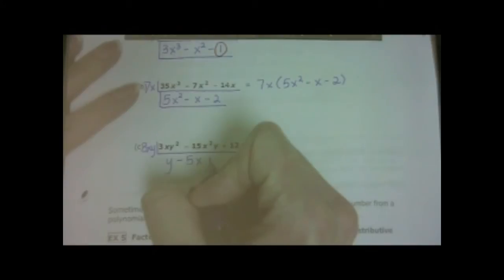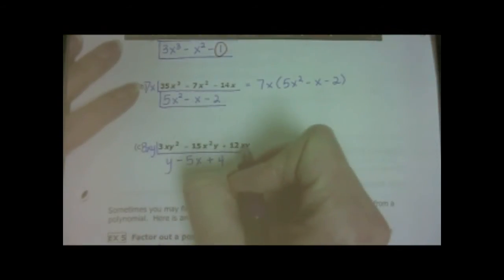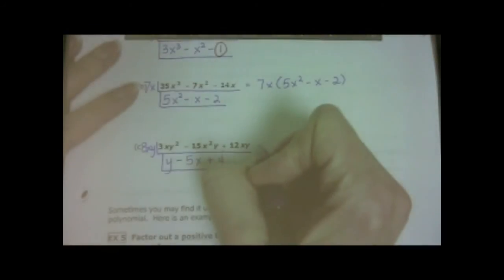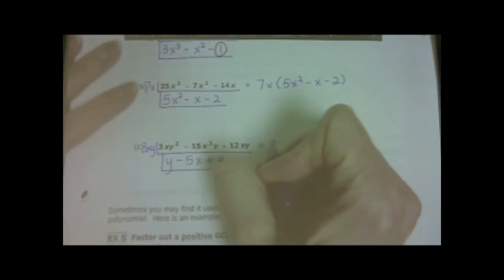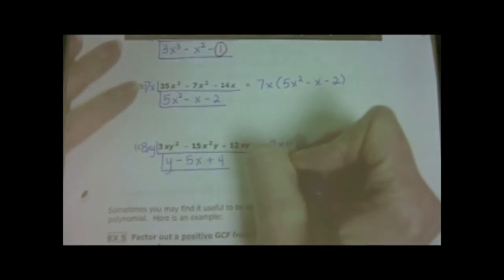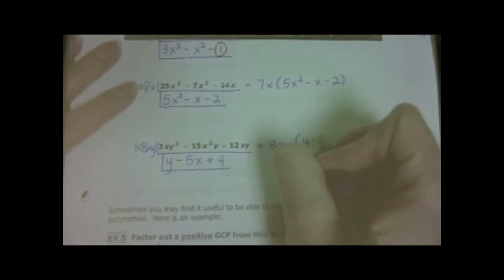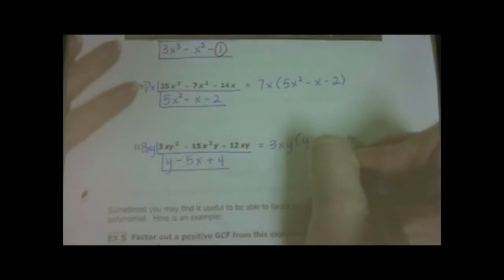Bring down my minus sign. 15 divided by 3 is 5. I had 2 x's. Taking 1 out leaves me with 1. Have 1 y, and I'm taking that out, leaves me with none. Bring down the plus. 12 divided by 3 is 4. I have an x and a y, and I'm taking out both of those. So I just have a 4. And so my factored form of this is 3xy times y minus 5x plus 4.